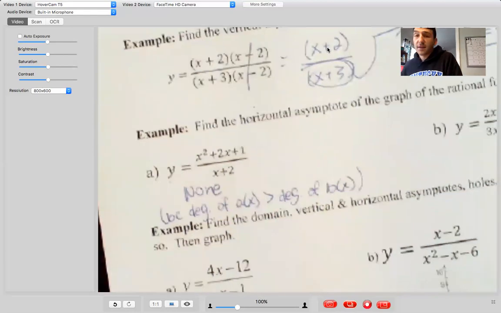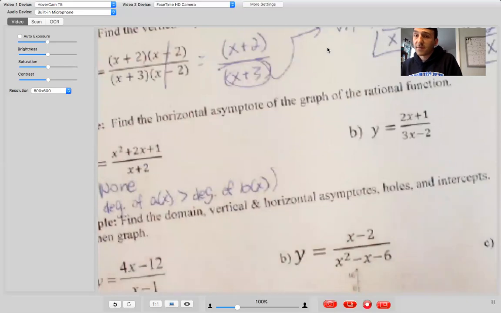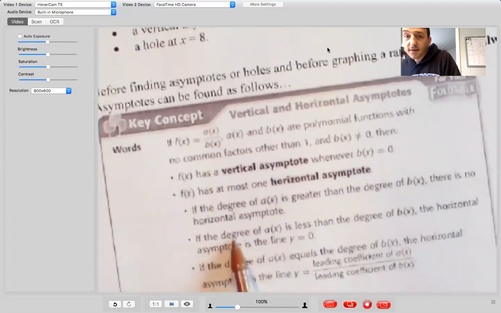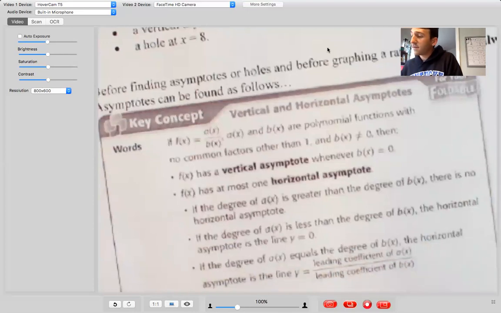Okay, and then in the next example, it says we have (2x plus 1) over (3x minus 2). So this would be the case where the degrees are equal. They're both first degree. So we're going to skip this one and go down to here. If the degree of a of x equals the degree of b of x, the horizontal asymptote is lead coefficient of a of x over lead coefficient of b of x.